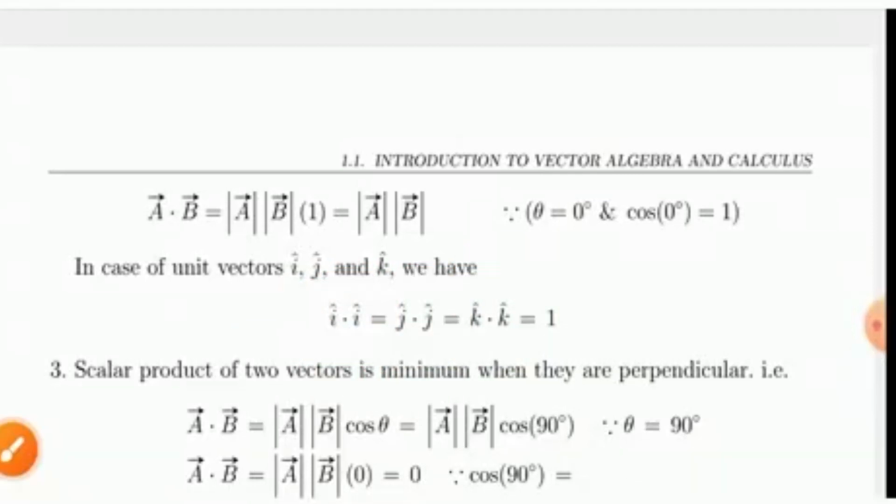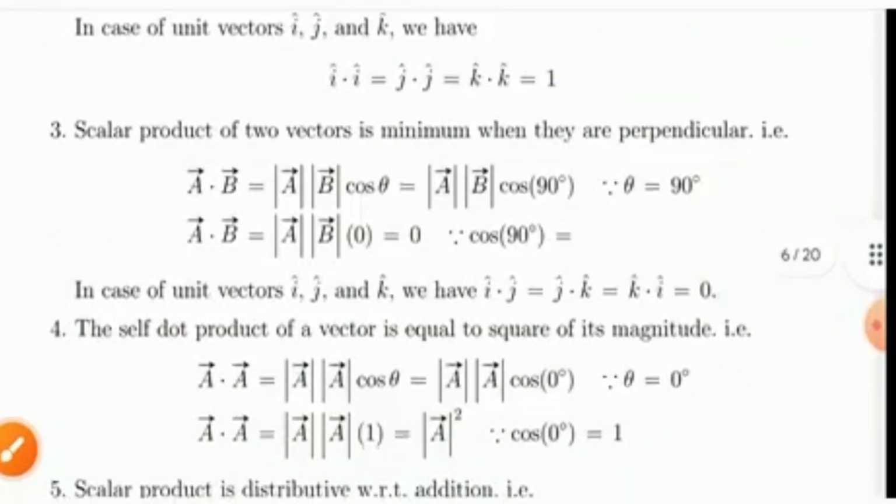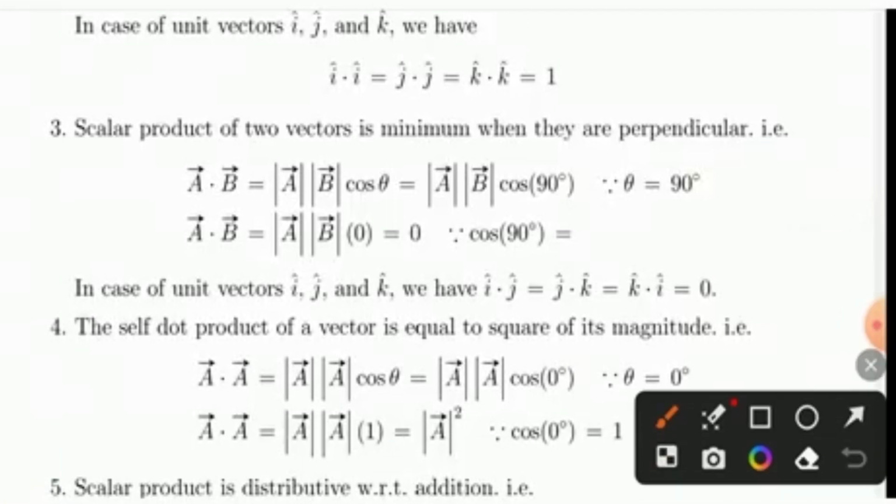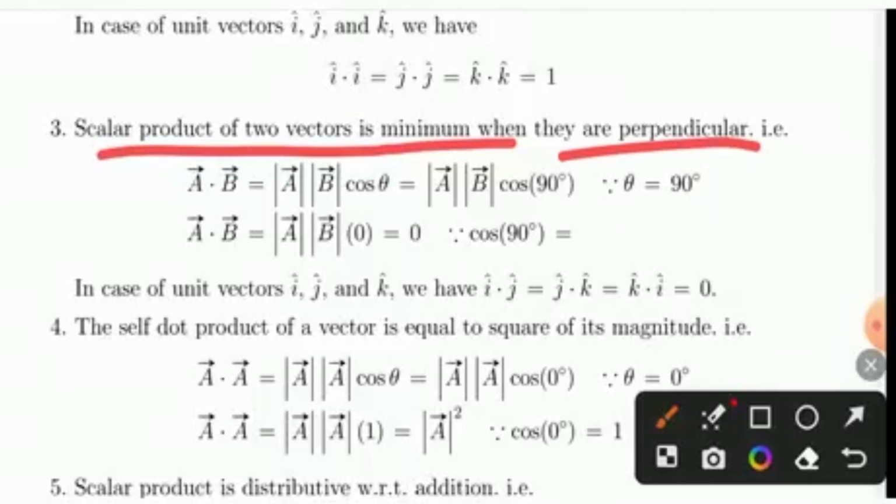And the third property: here you see that the scalar product is minimum when the vectors are perpendicular. So in this equation, A dot B is equal to AB cos theta, and now we choose the angle theta equal to 90 degrees, and cos 90 is equal to 0. When we place it over here, the final product will become equal to 0. So we can say that the scalar product vanishes when the two vectors are perpendicular to each other.